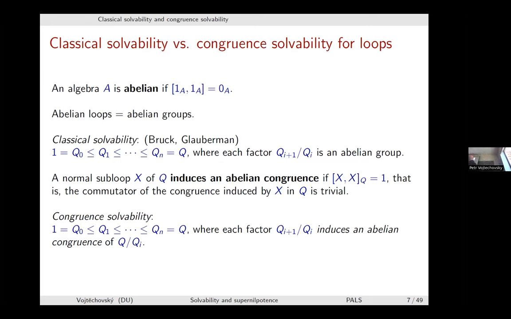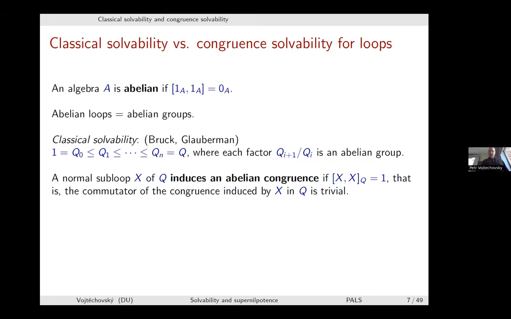And then you can restate congruence solvability in an equivalent way so that it resembles the definition I just gave for classical solvability. You have some kind of subnormal series, and this time I don't actually need that all these Q_i are normal in Q, such that every factor now induces an abelian congruence of Q modulo Q_i. So Q_{i+1} modulo Q_i induces an abelian congruence in the larger factor. And it's now clear, when you think about it for just a little bit, that congruence solvability implies classical solvability. It's a stronger condition to induce an abelian congruence than just being an abelian group. So congruence solvability always implies classical solvability in this setup.